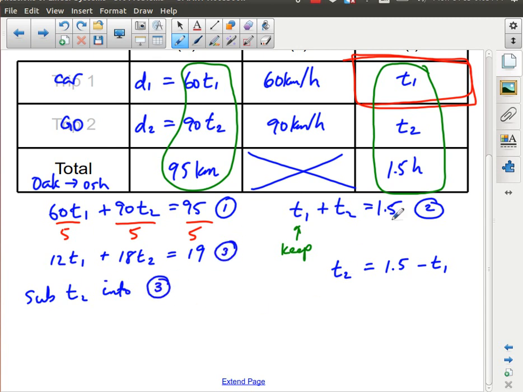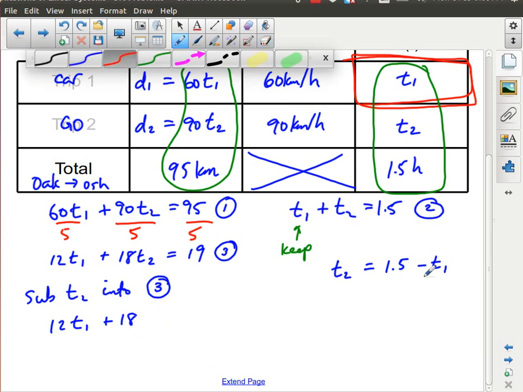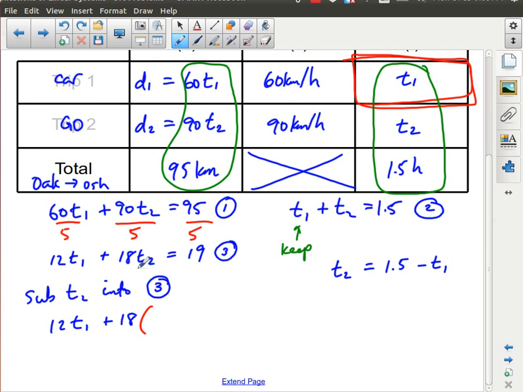My preference actually would have been to do this by elimination. If I was just doing this for myself, I probably would have done elimination, but to illustrate this better, I think it's better to do substitution in this case. 12T1 plus 18 times, oh, I didn't want that to go that far back. I just want to change the color here because now I'm going to sub. Wherever I saw a T2, I'm going to replace that with this value. 1.5 minus T1 is not even a value, it's an expression. Equals 19.